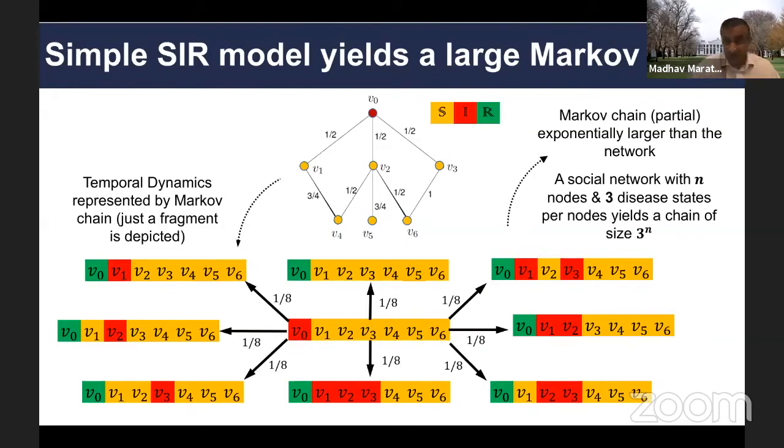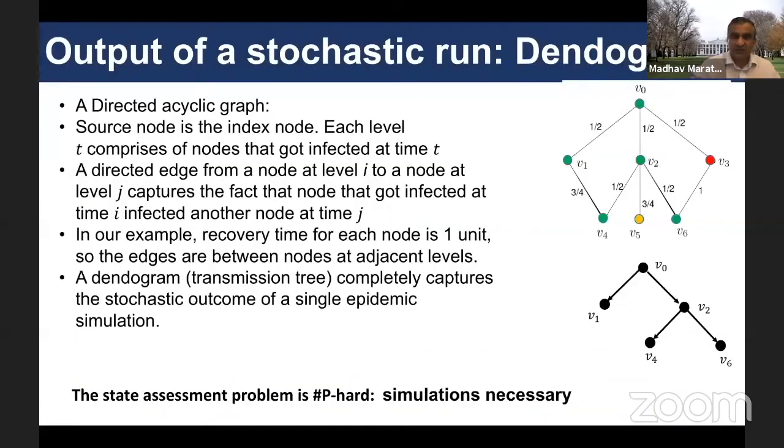As it happens, the problem lies in the fact that this Markov chain is exponentially larger than the network itself. So even if each node has 3 states, and there are n nodes, you would get a chain of size 3 to the n. And this is just the start of the complexity of the problem. Most of the analysis is not to be done on the base network at all, but on the Markov chain itself. So an output of this effort is called a dendrogram.